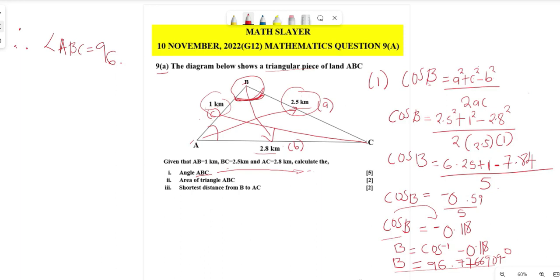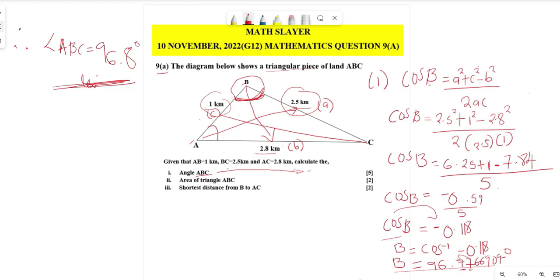We are going to consider the first decimal place, which is 7, and then we look at the number coming after 7. Is it equal to or greater than 5? If it is, then we add 1 to the 7. As you can see, the number is 7, so we add 1 to this 7 here. So the answer will be 96.8 degrees. This is our answer, correct to 1 decimal place. So this is how you calculate angle ABC.